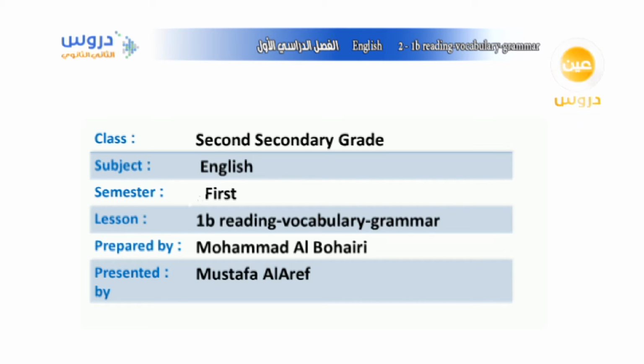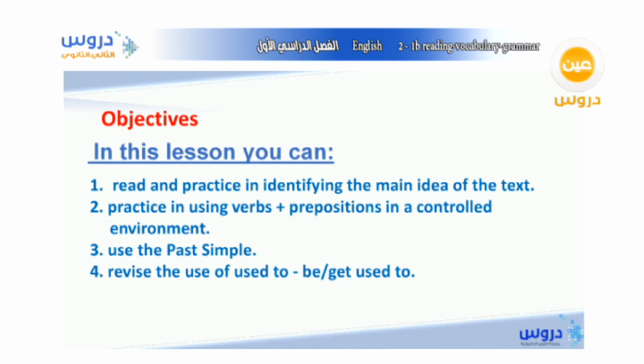Our lesson today has some reading, vocabulary and grammar. So let's get started with the objectives at the beginning. The objectives are mainly four. One, in this lesson you can read and practice in identifying the main idea of the text. Two, practice in using verbs and prepositions in a controlled environment. Three, use the past simple. Four, revise the use of used to or be get used to.